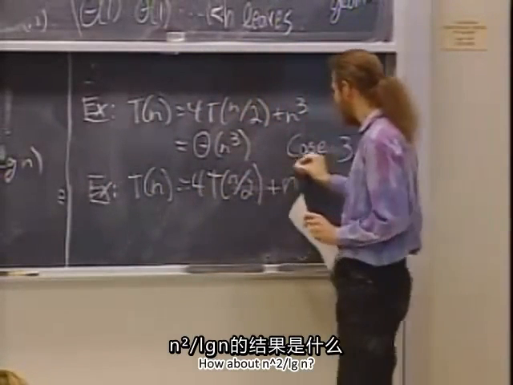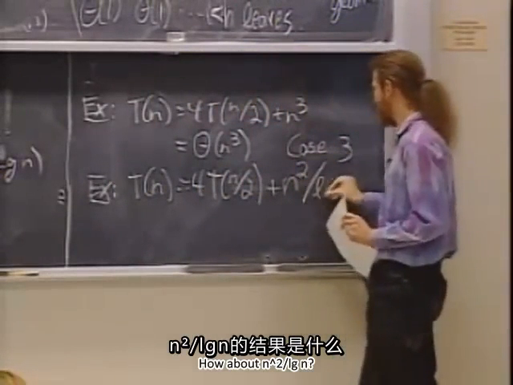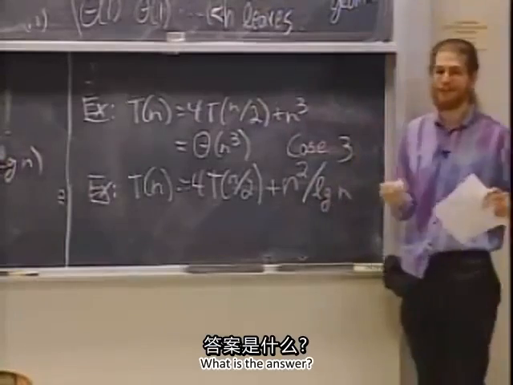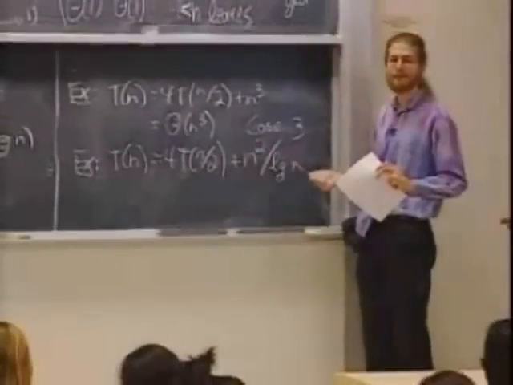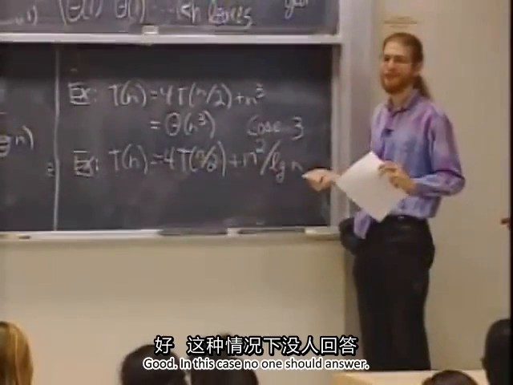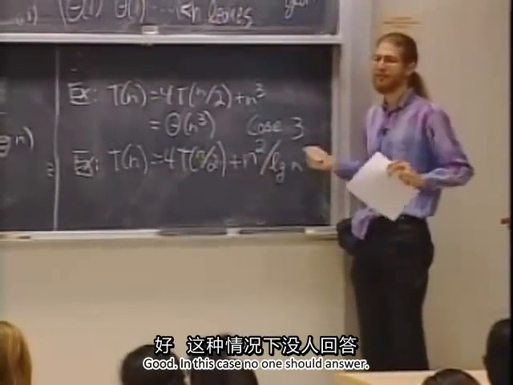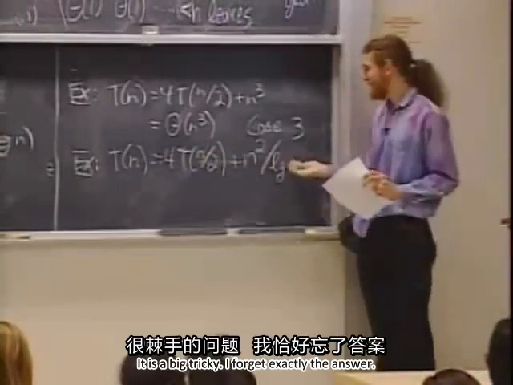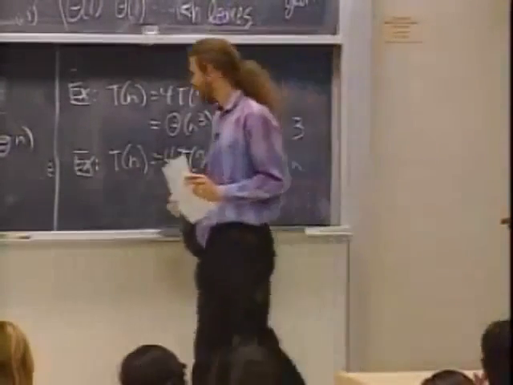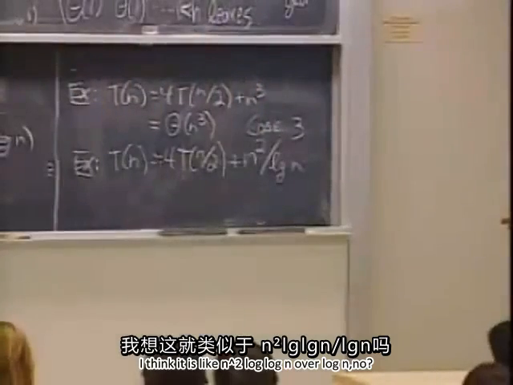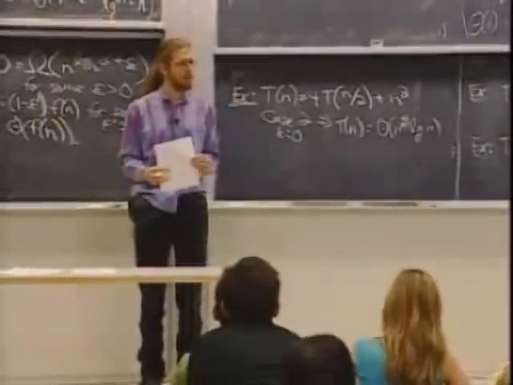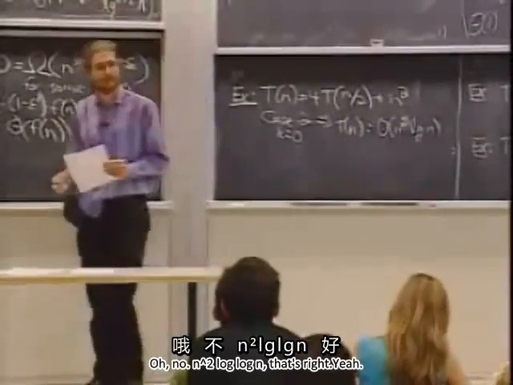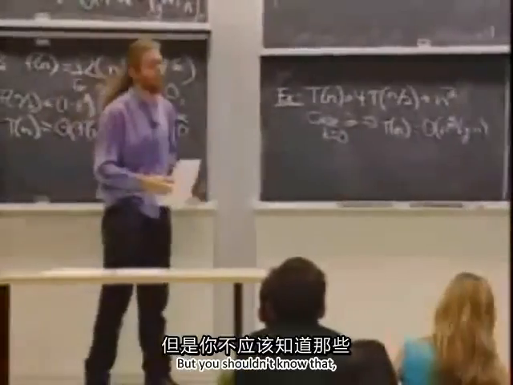How about n squared divided by log n? What's the answer? Good. In this case, no one should answer. It's a bit tricky. I forget exactly the answer. I think it's like n squared log n over log n, no? Oh, no, n squared log n. That's right. But you should know that.